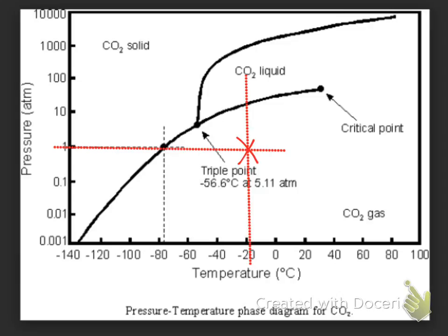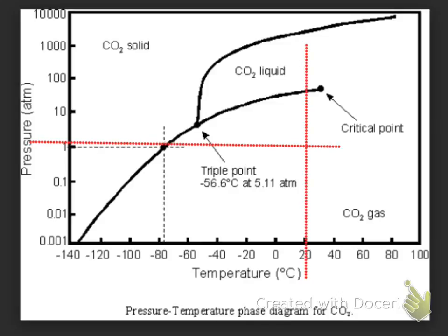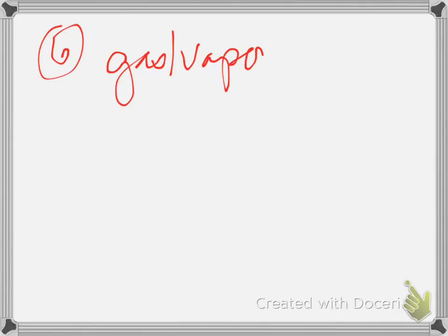Yeah, I drew that line wrong. Let me fix that. Okay. There. Okay, so that lands it squarely at a gas. And when it's going from a solid to a gas, of course, that's sublimation. So number 6, gas or vapor, doesn't matter which you say, and that process is sublimation.